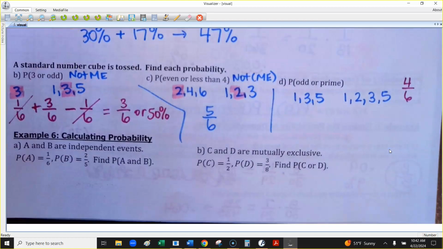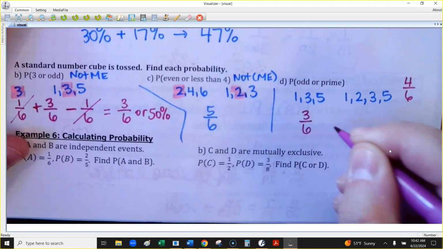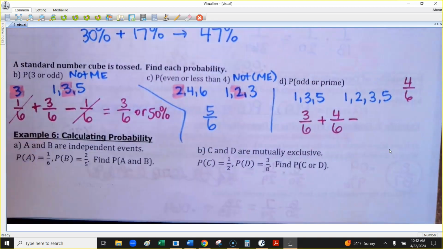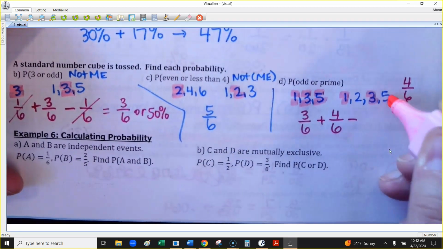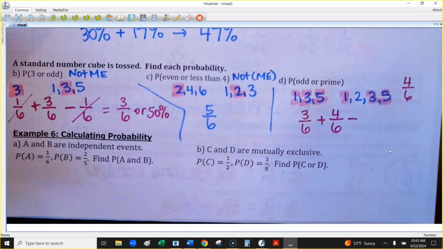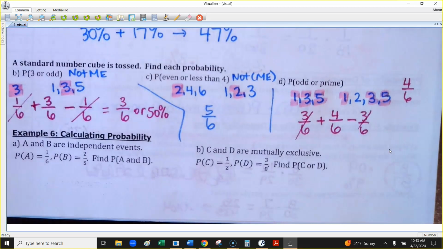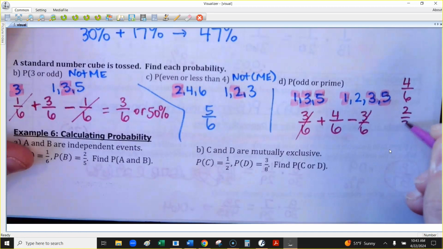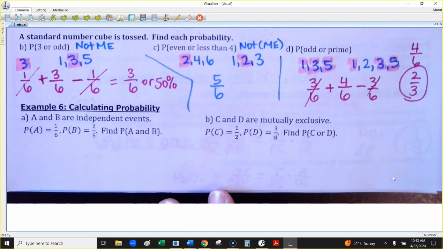If you want to use that formula, this would be 3 out of 6, plus 4 out of 6 minus the overlap, which, 1 is in both, 3 is in both, 5 is in both. So I would actually subtract off 3/6, and those cancel kind of like that first one. I just figure out how many are different. So this would reduce to 2/3. So you can figure out how many are different, or you can use that little formula, probability of A plus B, and then subtract off the overlap.